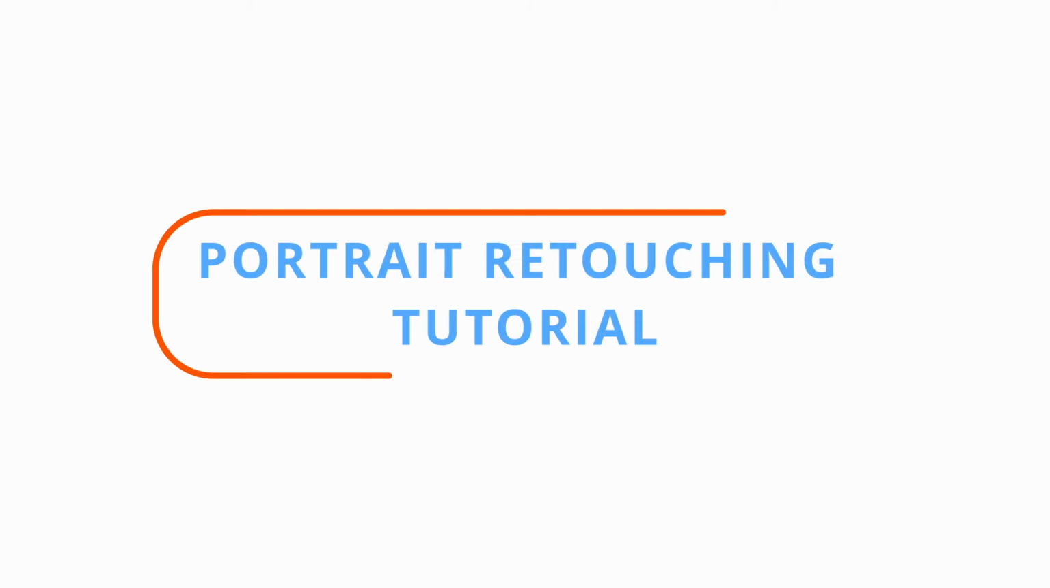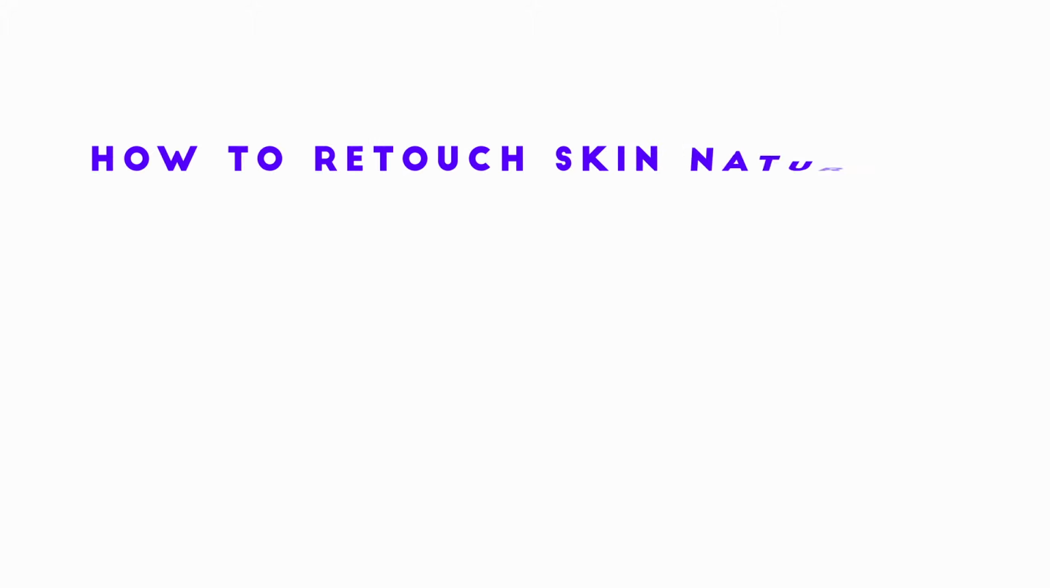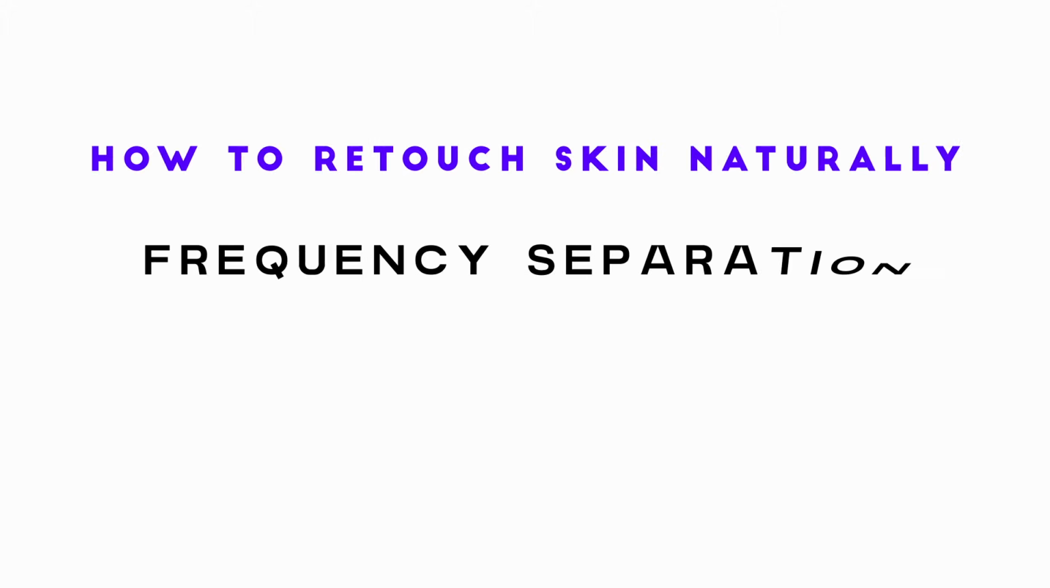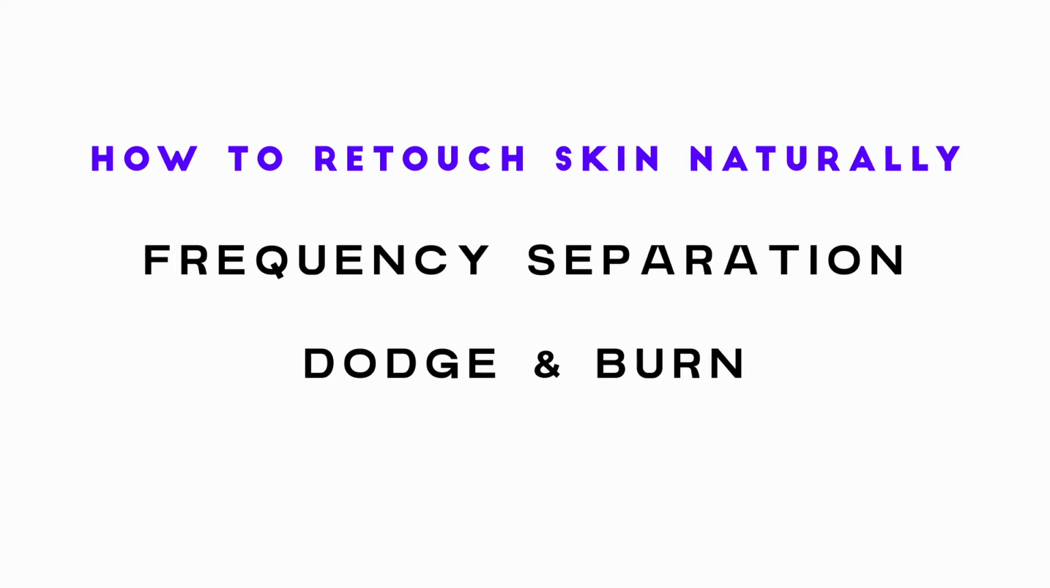In this tutorial, I will be showing you how you can perform portrait retouching in the most natural way, by keeping the original skin texture intact, by the frequency separation method. Later on, we are going to sculpt the face with light and shade, using the dodge and burn method. So without losing any more time, let's quickly start the tutorial.